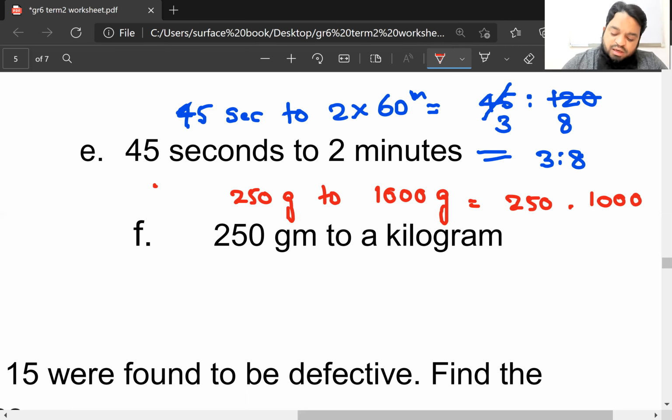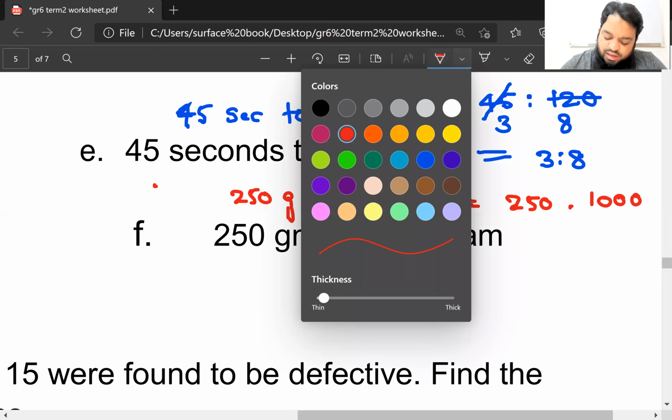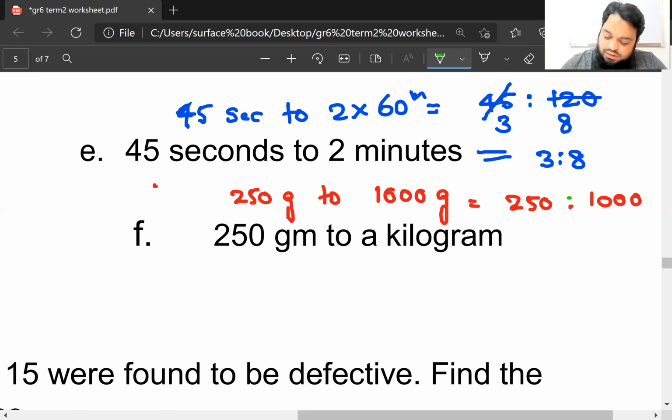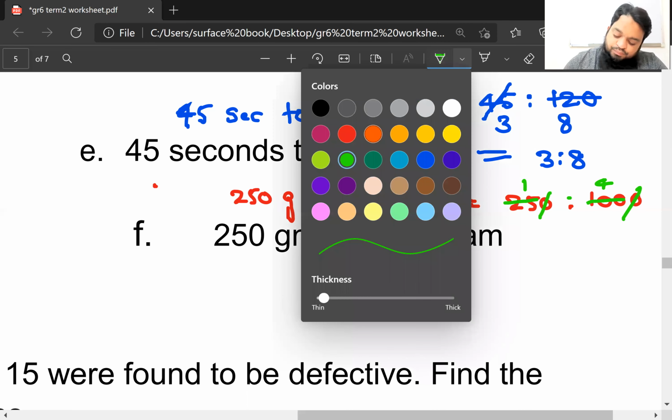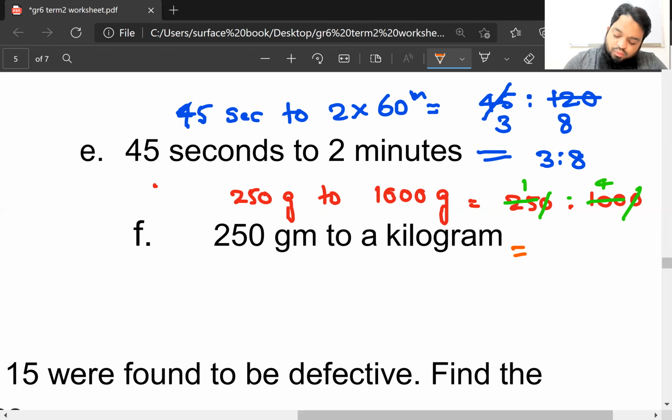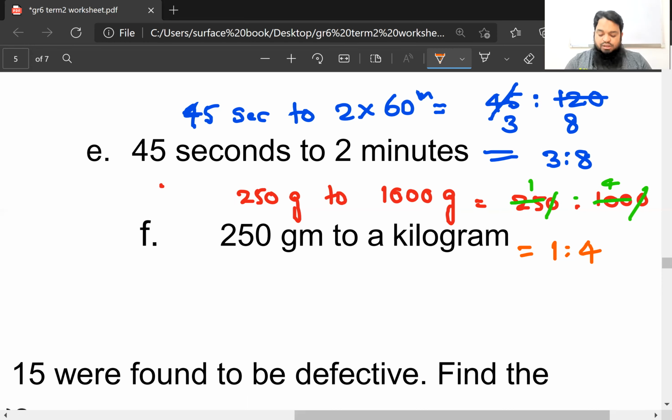So everybody, I think we are pretty sure with this. 0 tens and tens gets cancelled, and 25, yes, we should know 25 table. It's very easy. 25 ones are 25 and 25 fours are 100. So what is the answer here? That is equal to 1 is to 4. I hope everybody got this, how to find out the ratio.